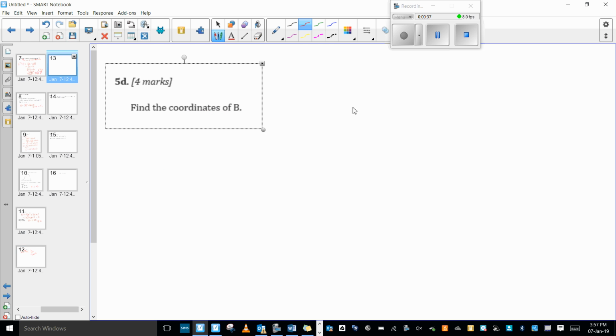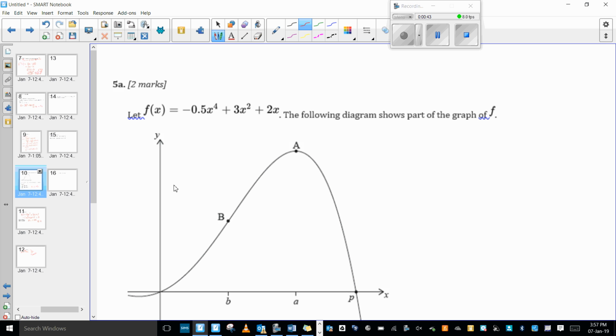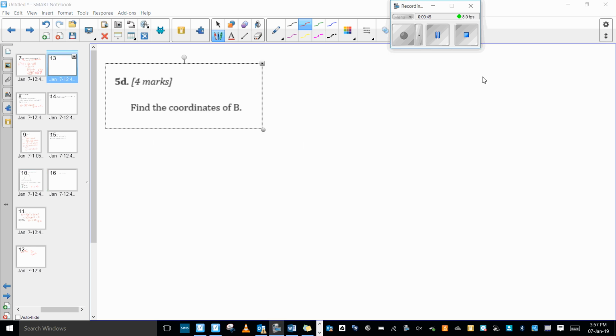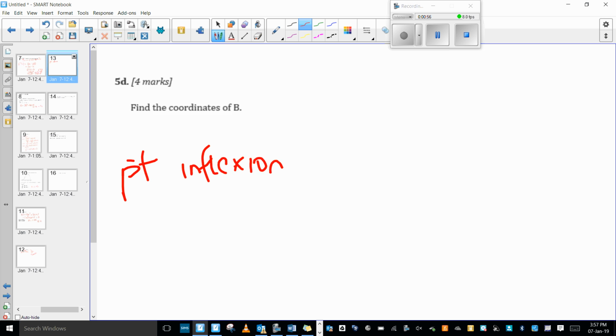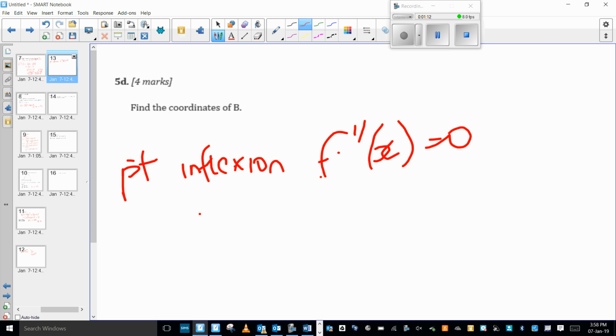Find the coordinates of B. Okay, so what's B? B is the point of inflection. I would suggest the easiest thing here is we know that points of inflection have a second derivative equal to 0. So the second derivative, we've got negative 6x squared plus 6 is equal to 0.